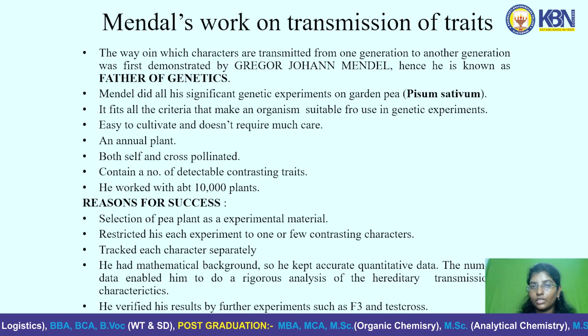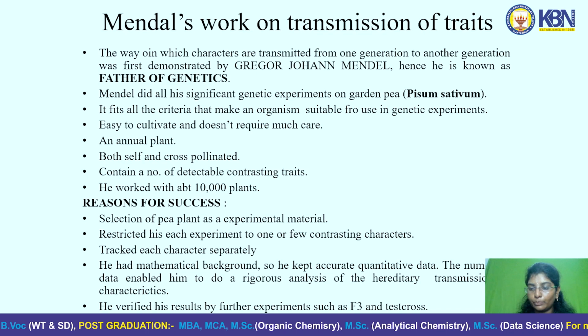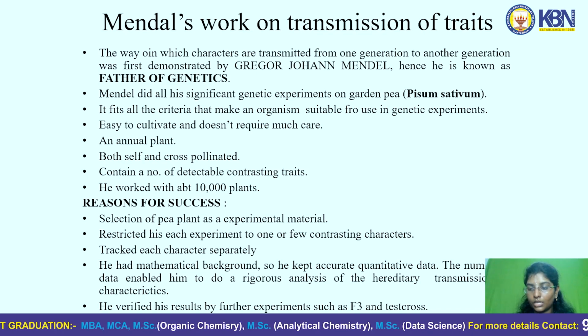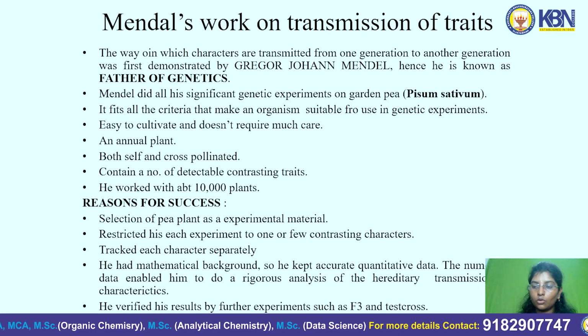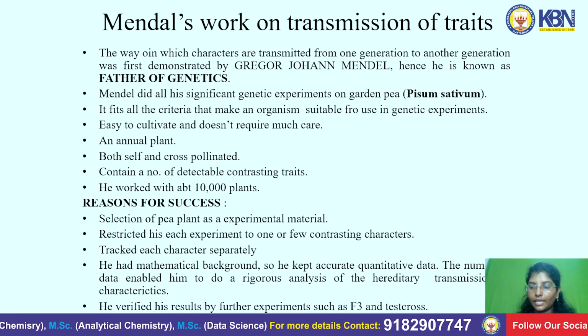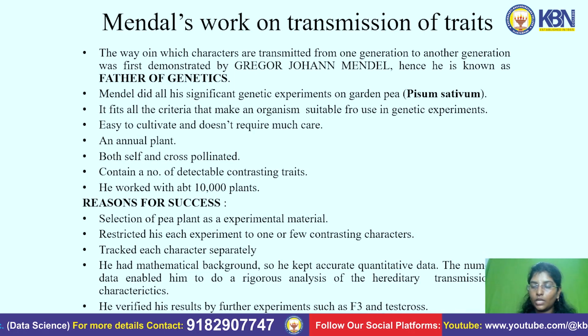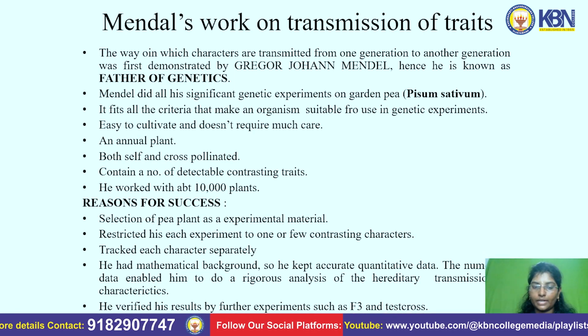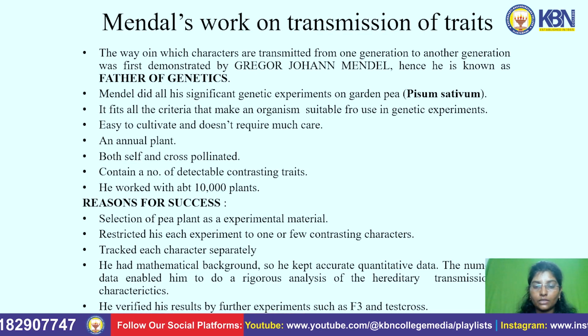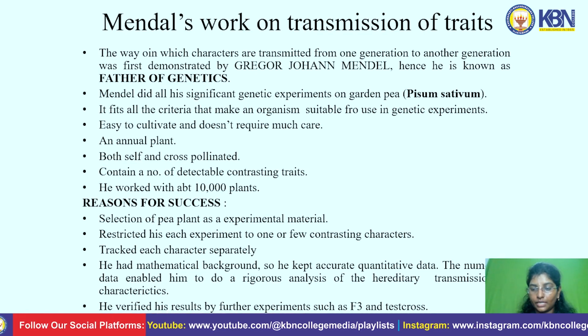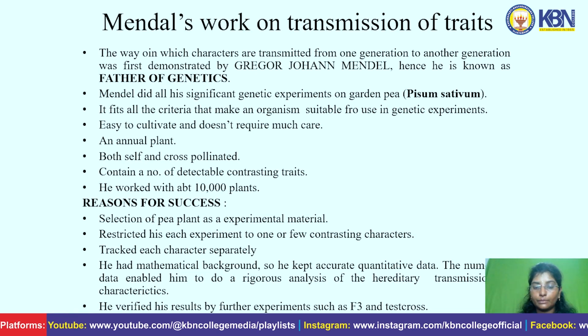Like if he did an experiment on one thing like pea pod size, or pod color, he only observed just one character like pod shape. In another one he only observed the color of the pea plant, like that. He had a mathematical background, so he kept accurate quantitative data. The numerical data enabled him to do a rigorous analysis of hereditary transmission of characters. He verified his results by further experiments such as F3 and test cross.